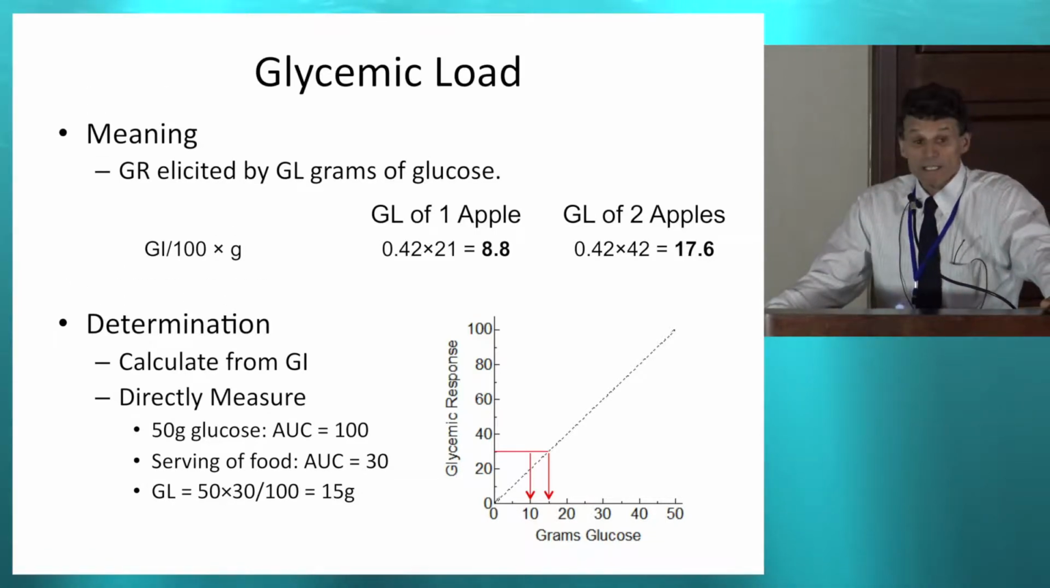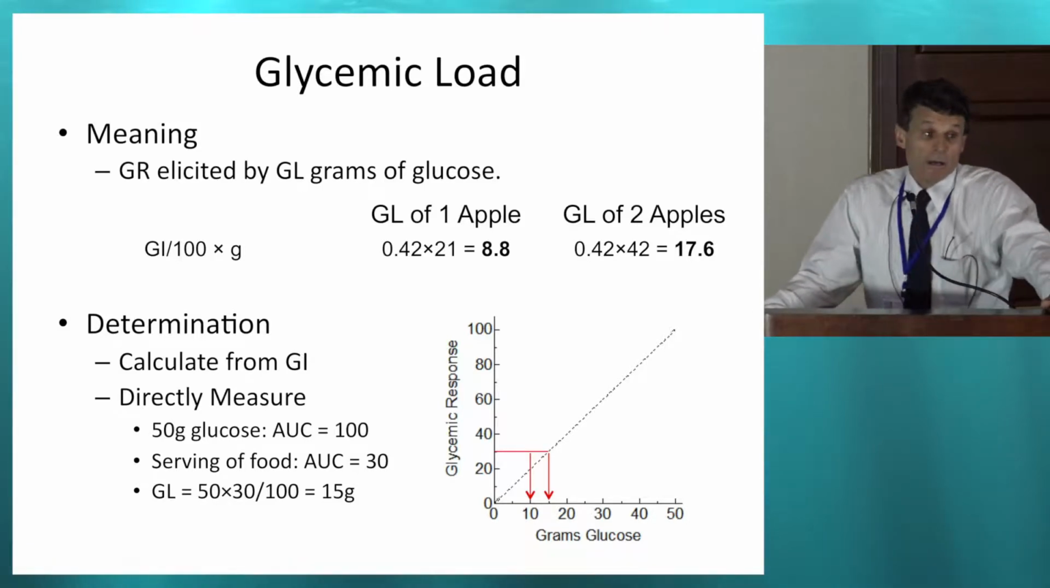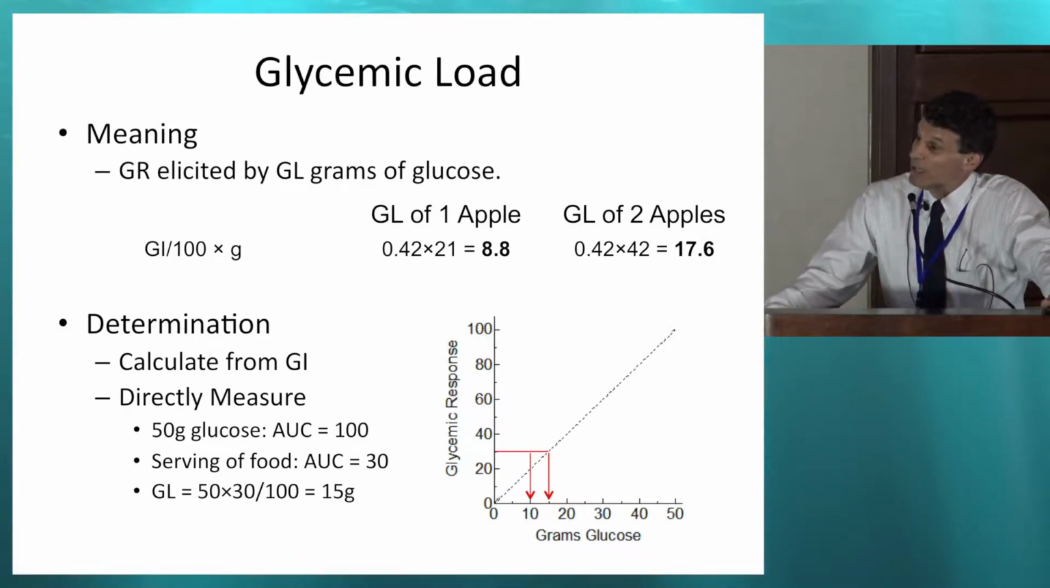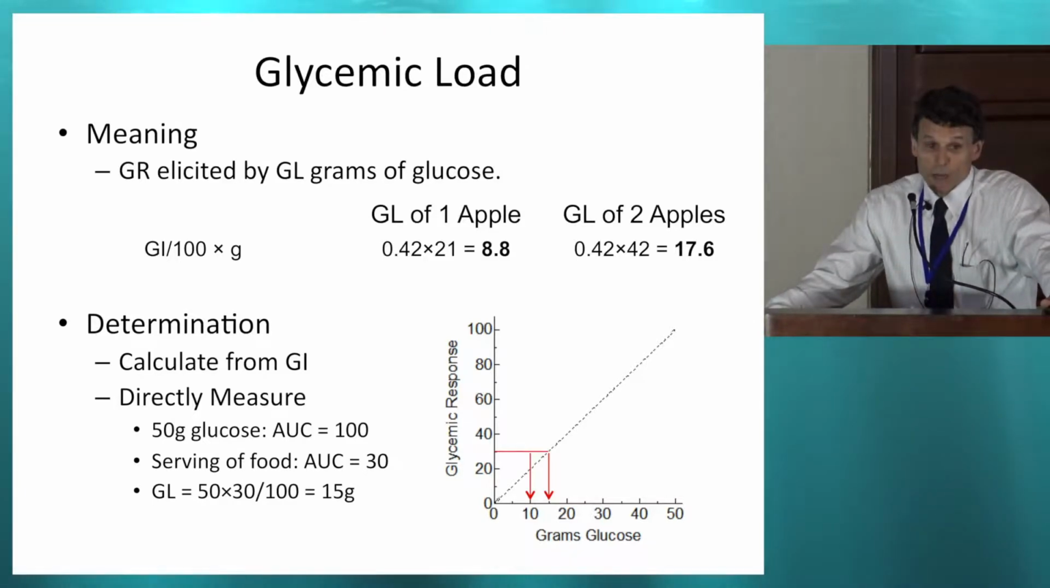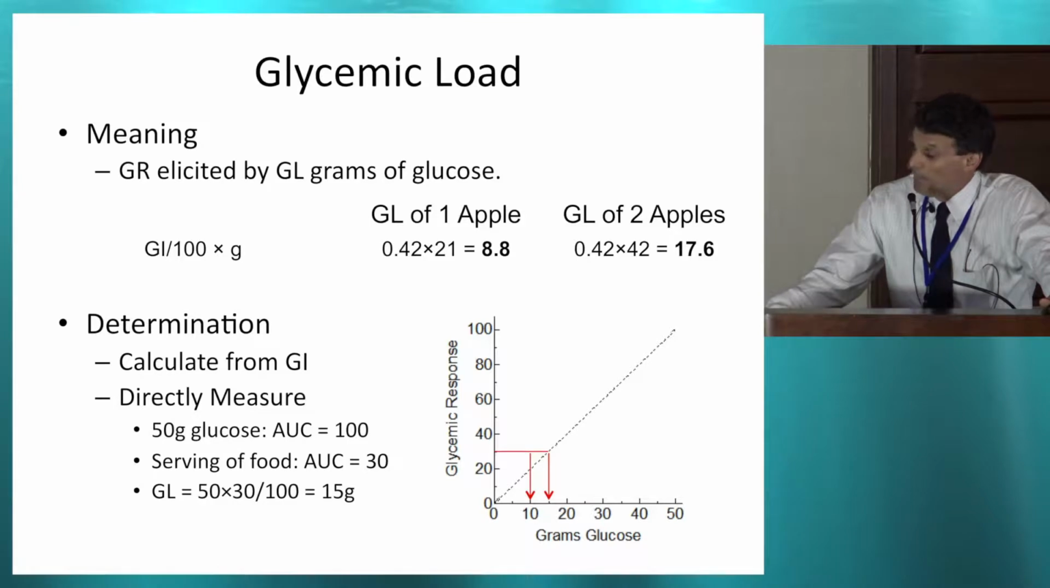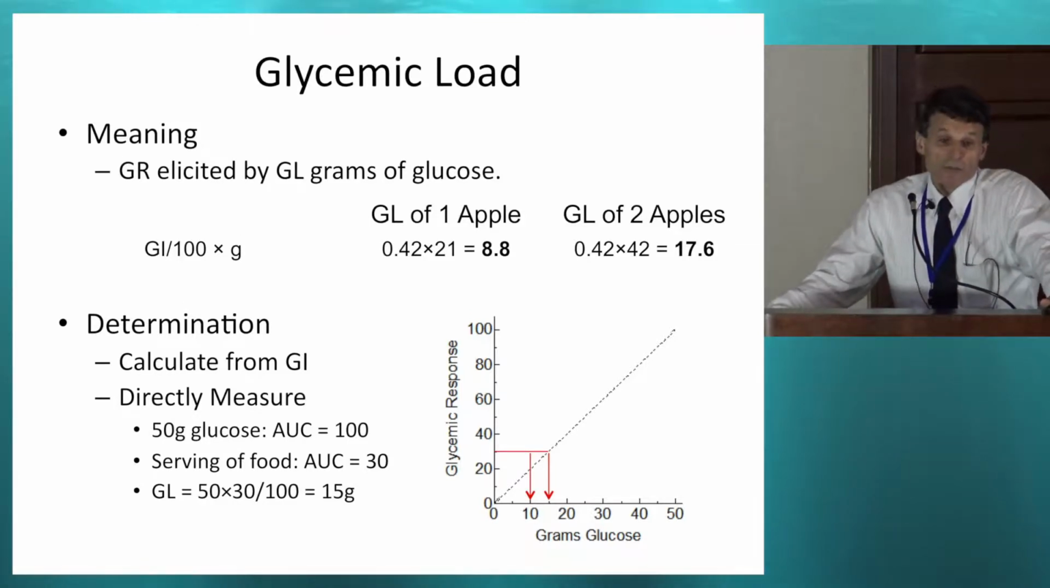Another problem is how we determine the glycemic load. Of course, you can calculate it from the glycemic index, which assumes you can measure the glycemic index, and also the grams of available carbohydrate. Many foods, though, you might want a glycemic load for, you can't measure the GI because there's not enough carbohydrate. So what do you do there?